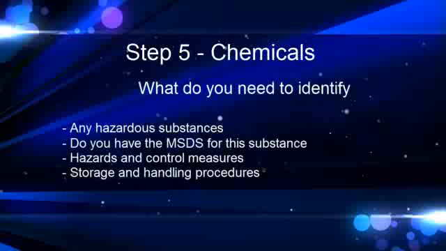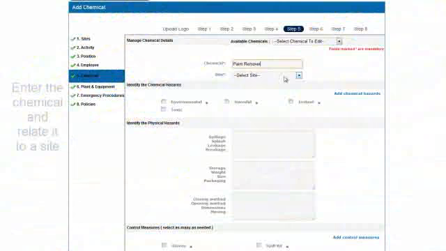Step 5 is Chemicals. In this step, you will need to identify any hazardous substances that your company use. Also, do you have any MSDSs or material safety data sheets for these substances? You will also have to identify control measures for these substances and storage and handling procedures.